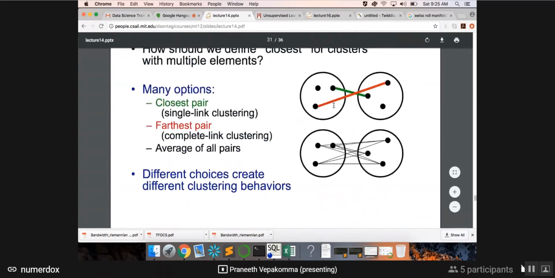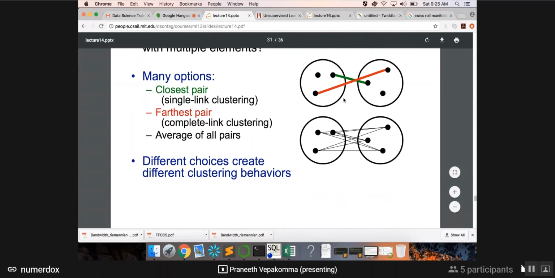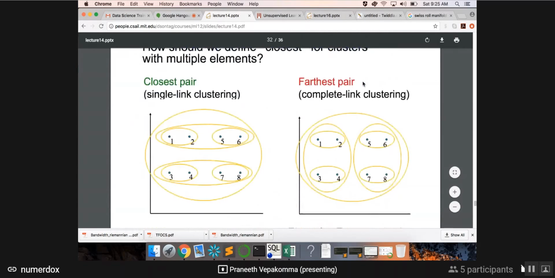So single link refers to this thing, right? Closest pair's distance between groups. Then you will merge these two. If you had 10 groups, you will only merge those pairs that have the closest pair distance. Single link clustering. So this is farthest link clustering. This red line is what you are using to measure the distance.